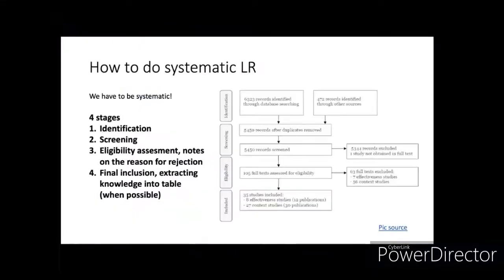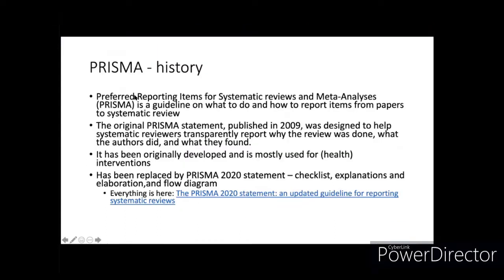So what is this Prisma thing exactly? Prisma stands for Preferred Reporting Items for Systematic Reviews and Meta-Analysis. And it's a guideline on what to do and how to report items from papers in a systematic review. Items are the contents of the papers, like the knowledge, method, results, and so on. What's a meta-analysis, if somebody doesn't know? What's the difference between a systematic review and a meta-analysis? In a systematic review, you are just extracting the knowledge and the results, and you are commenting on it.